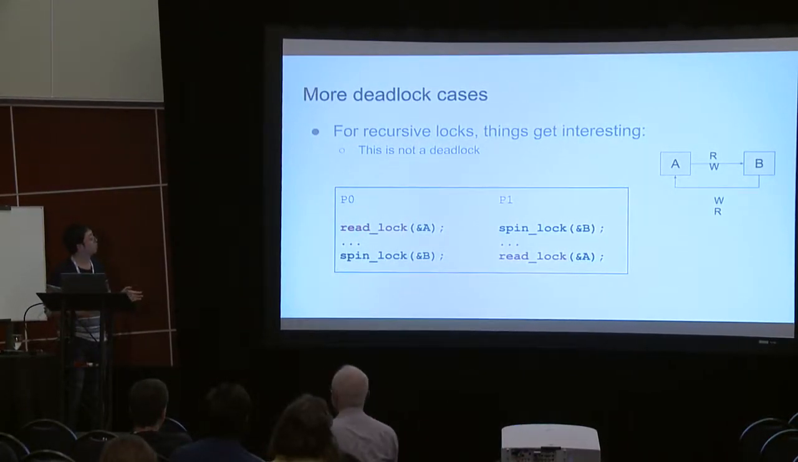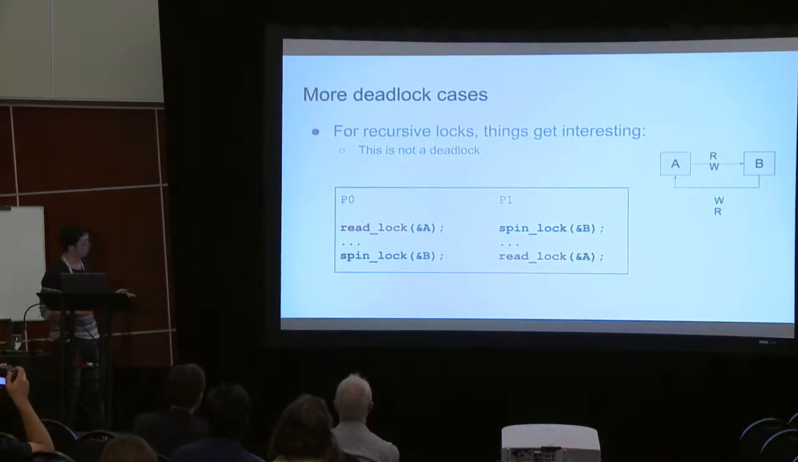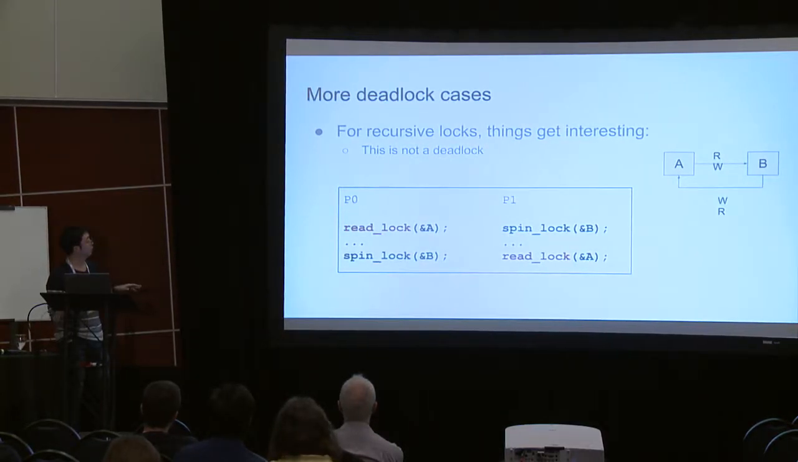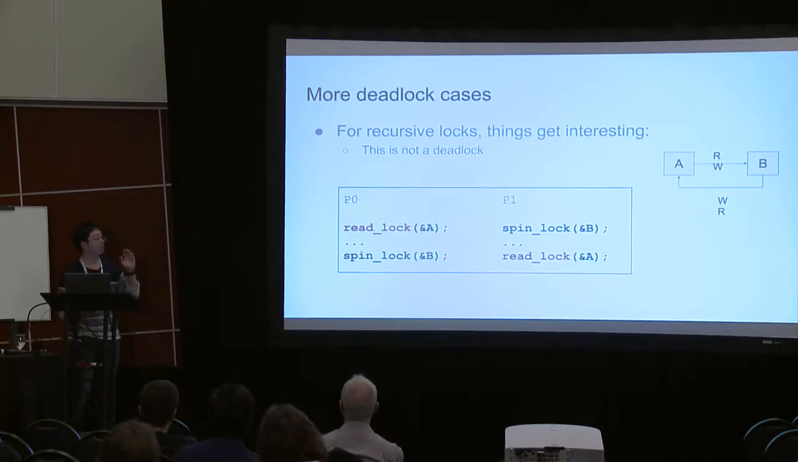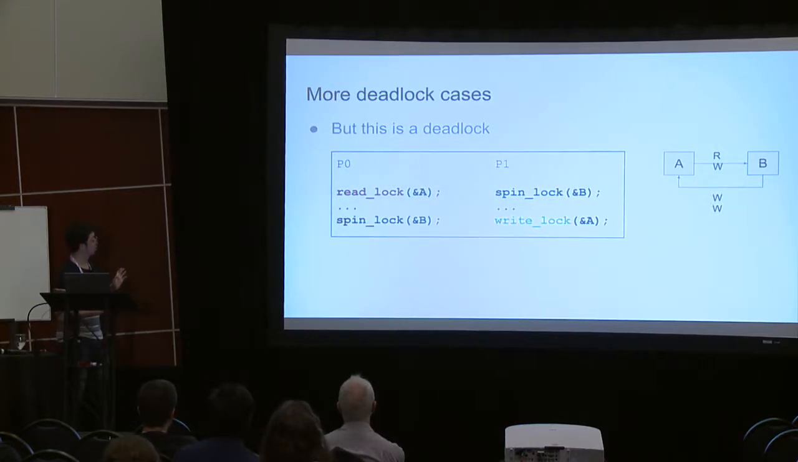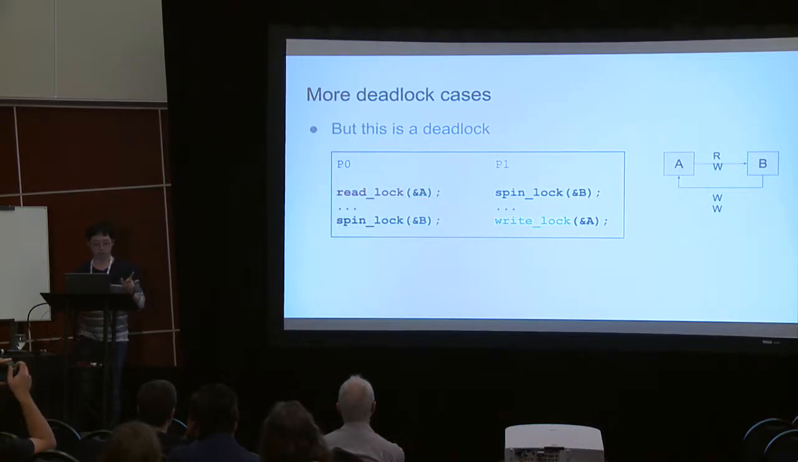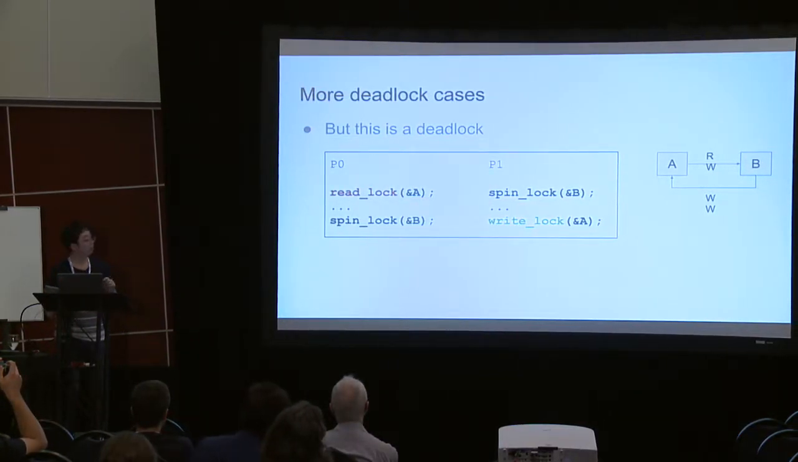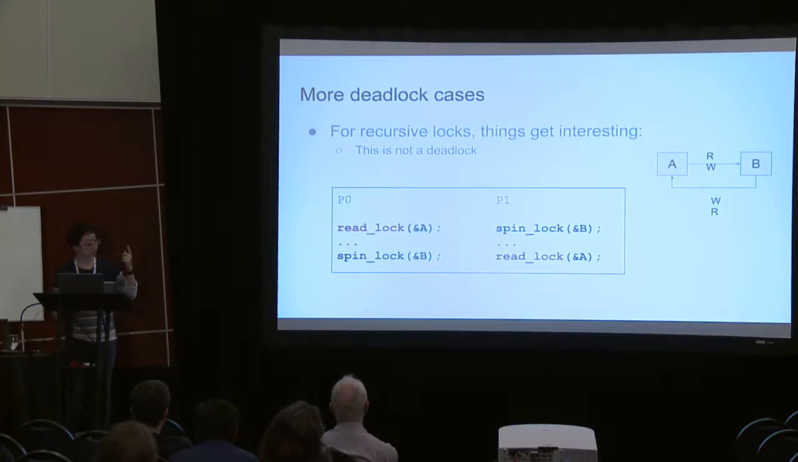But for the recursive locks, things get interesting. This is obviously not a deadlock, right? Because even if P0 gets A and P1 gets B, P1 can still get A, because it's a recursive read lock, and even if there is another waiting writer, P1 could still get the lock. But this is a deadlock, right? Because the write lock on P1 will be blocked by the read lock on P0. So the two cases have a similar graph but result in different situations. That means we have to extend Lockdep to be able to process this.